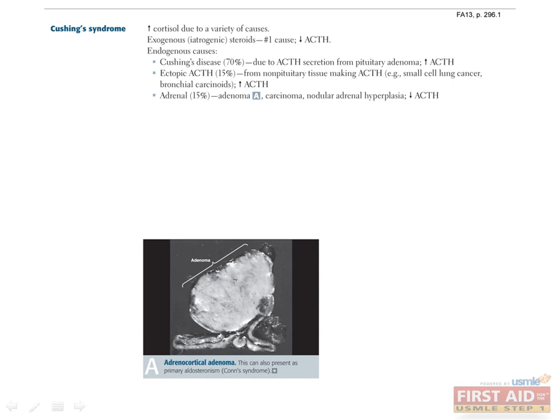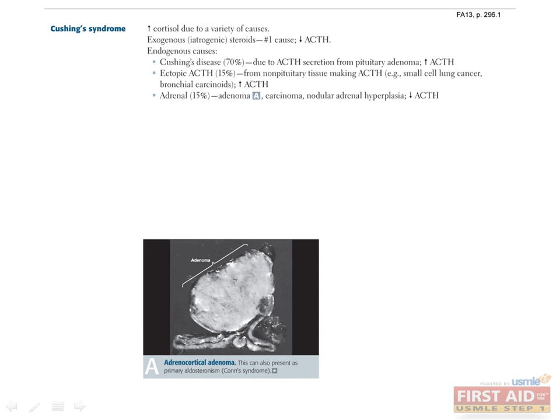In the less common situations, where the sources of excess cortisol are endogenous, 70% of these cases can be traced to a pituitary adenoma secreting adrenocorticotropic hormone, or ACTH. When Cushing's syndrome is caused by a pituitary tumor, it is known as Cushing's disease. The remainder of cases can be attributed to either ectopic ACTH secretion from non-pituitary tissue, such as the infamous small cell lung cancer, or from adrenal adenomas, carcinomas, or hyperplasia.